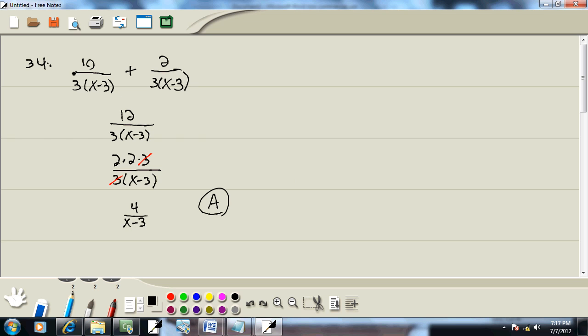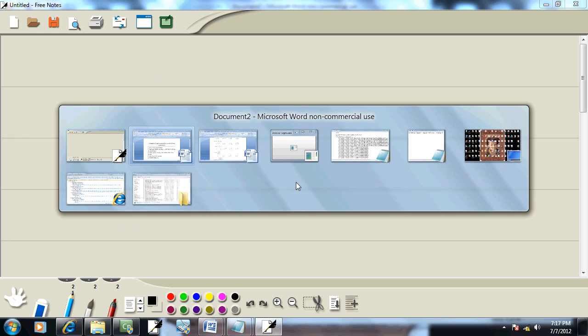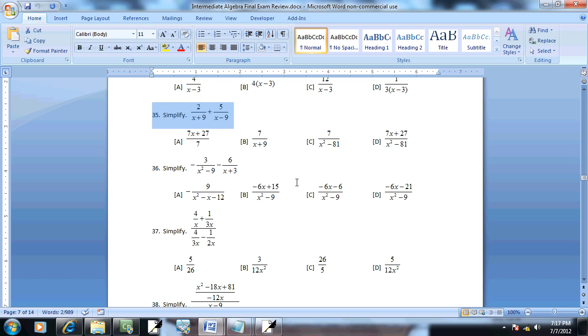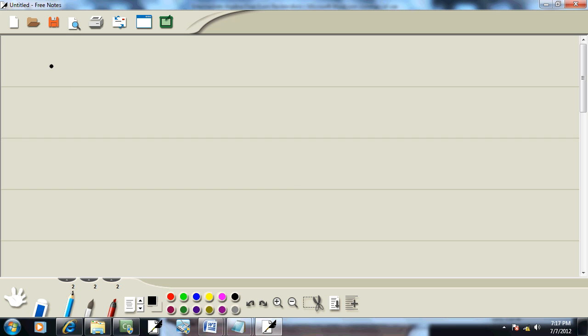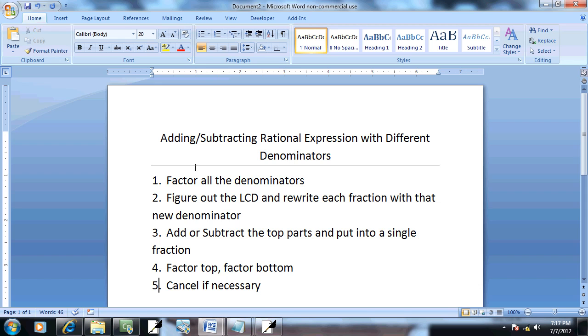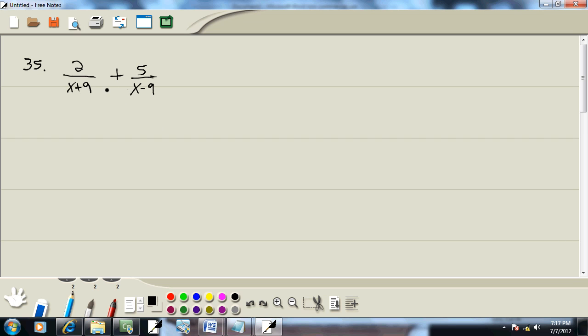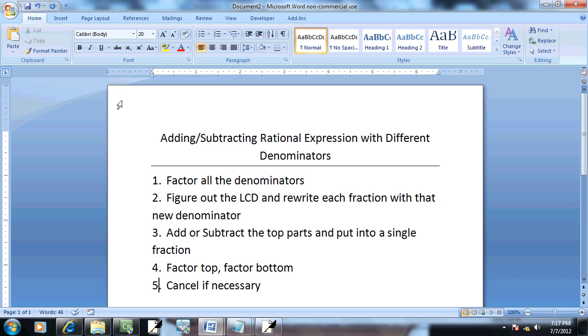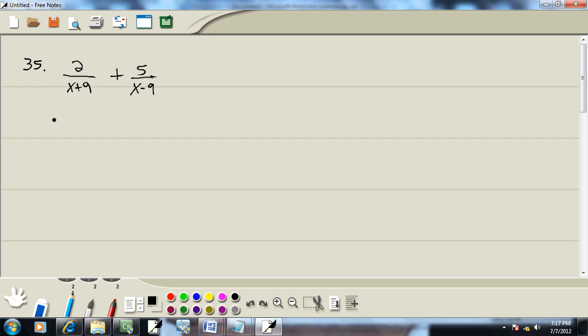So let's take a look at this particular problem. If I can find it, there it is, 35. Now this one's pretty simple. We won't have to do very many of those steps, I don't think. 2, well, maybe, plus 5 over x minus 9. Step 1, factor all your denominators. Well, can't do anything with these. These are pretty basic. Step 2, figure out the least common denominator and rewrite each fraction with that new denominator.